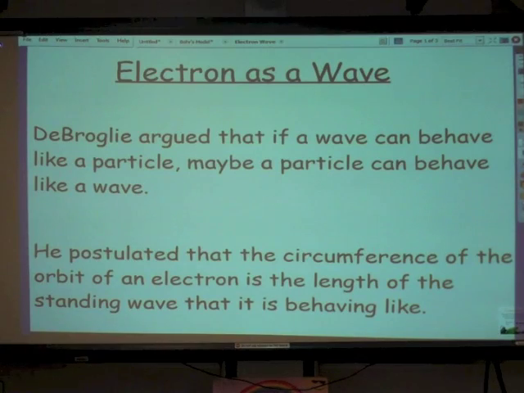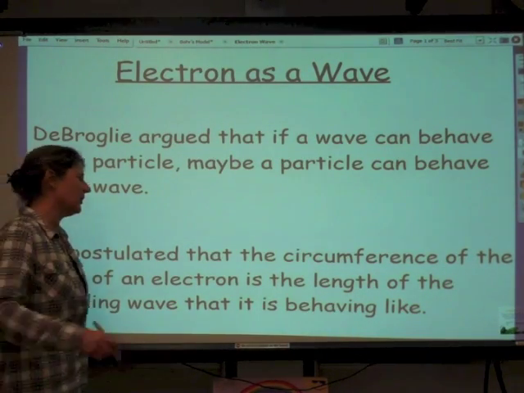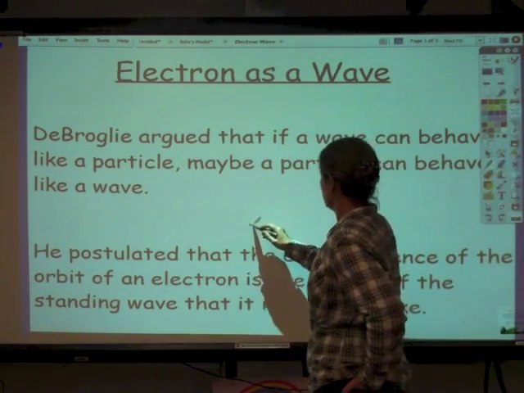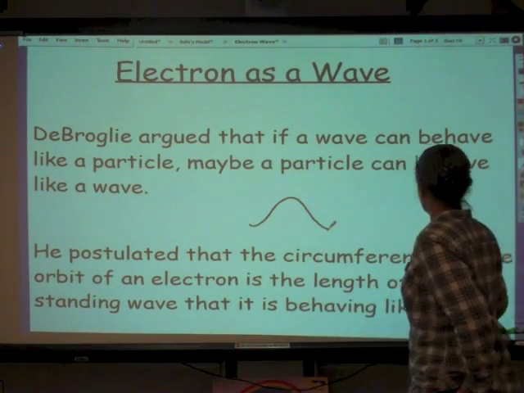So he postulated that the circumference of the orbit of an electron is actually the length of the standing wave that it is behaving like. Okay, you guys talked about standing waves in physics. But let's think about this for a moment and what that does to our thinking about the electron. So if this is a wave, okay, let's go from trough to trough. Okay, there's the wave.